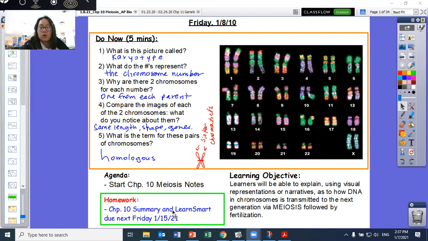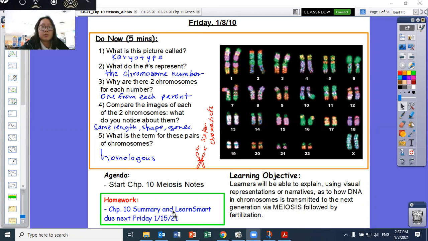And so our learning objective is that learners will be able to explain using visual representations or narratives how DNA in chromosomes is transmitted to the next generation via meiosis, followed by fertilization. And the reason why fertilization is important is because meiosis produces gametes, like sperm and egg. And sperm and egg each only have half the number of chromosomes as a human, for example. So you can't actually survive on just 23. You need 46 just in case one has a bad gene on it. So you need the other one to cover for it.